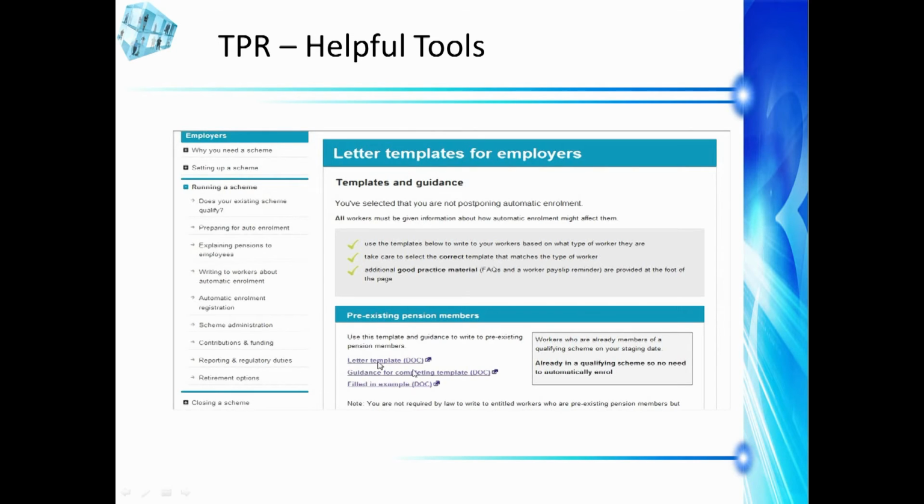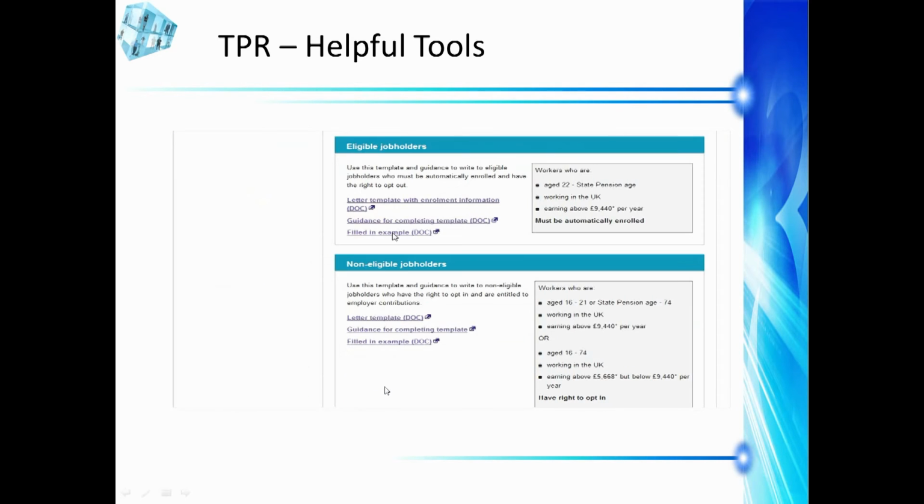So this is a Word document that you can download so that it has all the wording associated to this group of people. It gives you guidance on completing it, and it also gives you a printed version of that document. That's one for that group of people, but there are also those for eligible job holders. So again, it has a letter template, guidance for completing it, and an example of that being printed out. And for your non-eligible job holders, it has the same sort of process, and it goes through for each of the letter types that you've got.